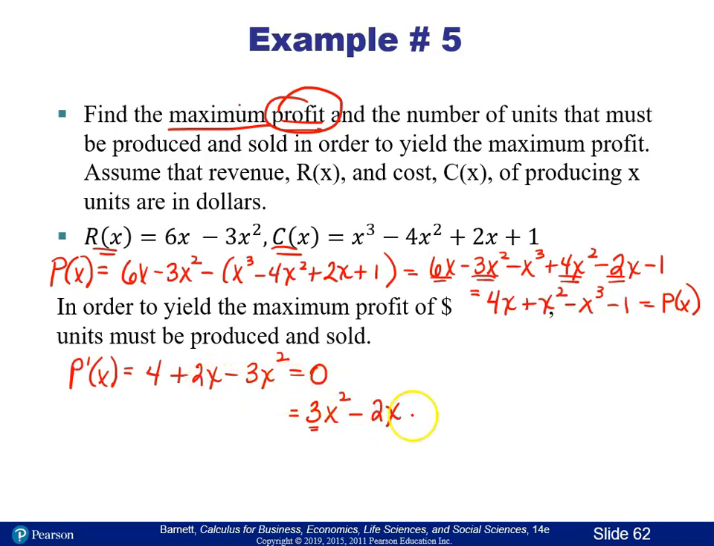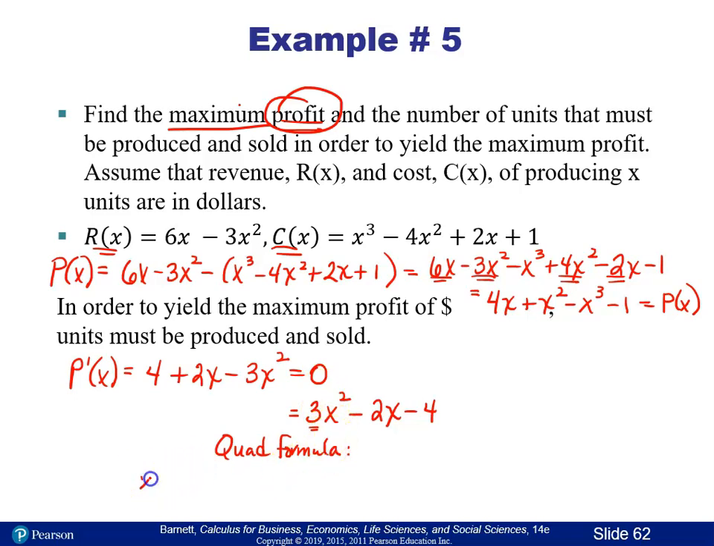So I'm going to take the 2x over and I'm going to take the 4 over. At this point, I would say see if it factors. I'm going to go ahead and tell you it doesn't factor in this case. So because it doesn't factor, we're going to use the quadratic formula to solve this.